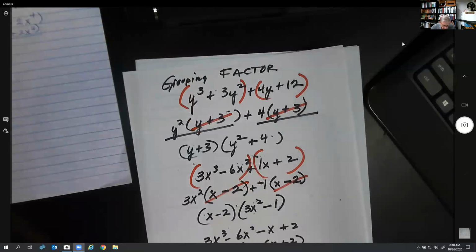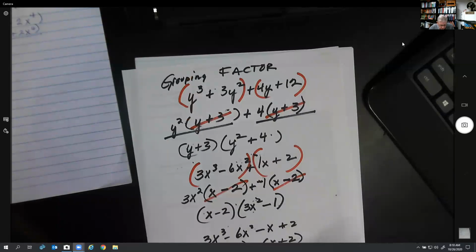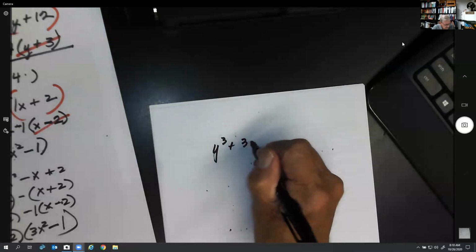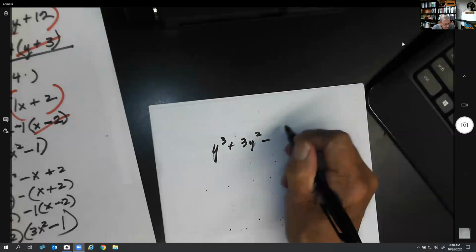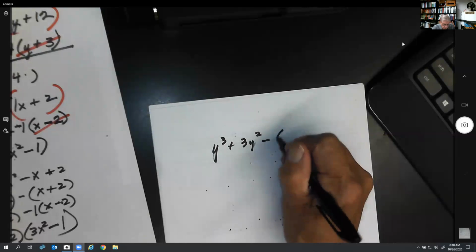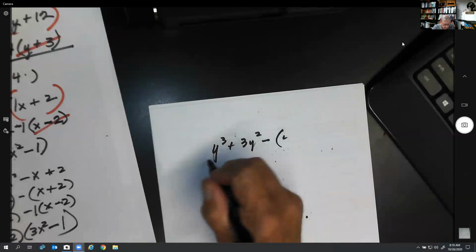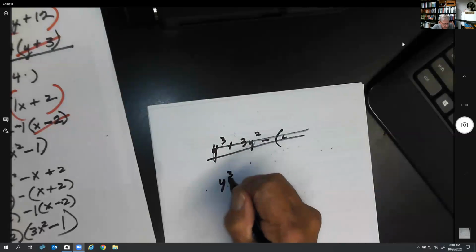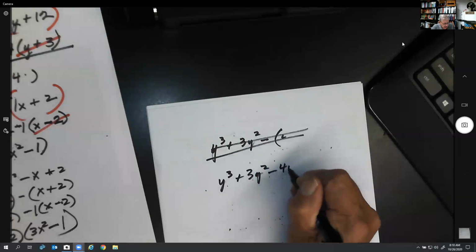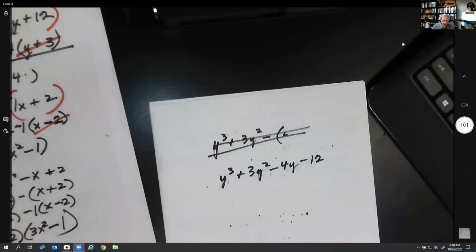I'm going to show you another interesting one right here. Let's see if I can write this correctly. This is similar to the one we just did. Whoops, let me try it again. I'm trying to make up this problem as I'm writing it down. There we go. Let's try this one.